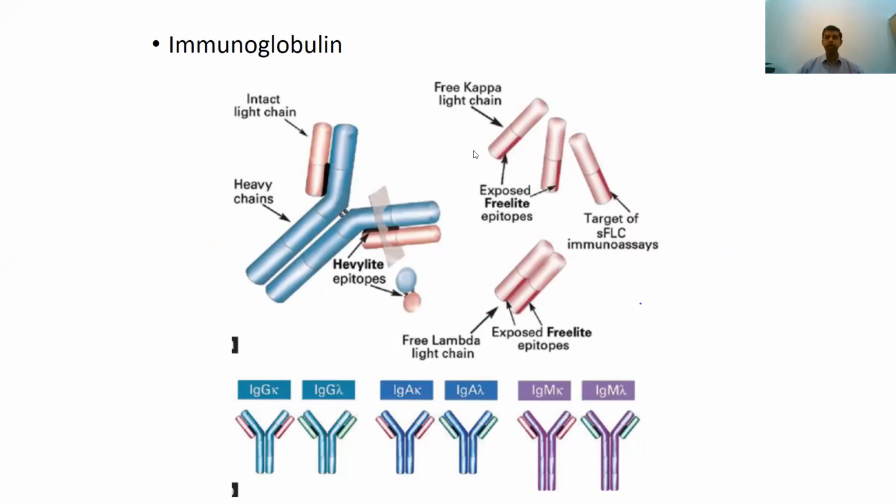Okay. So in an immunoglobulin, you have a heavy chain and a light chain. So you have 2 heavy chains and 2 light chains. If you talk about the light chains, there are 2 types, the kappa and the lambda light chains. And you have 5 types of heavy chains, the IgG, A, M, D, and E, if you can remember your immunology.